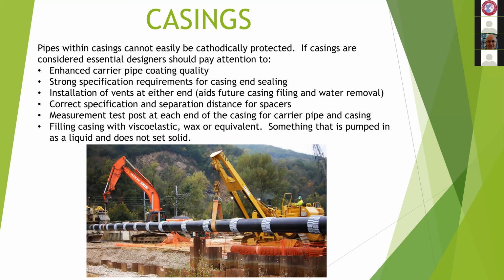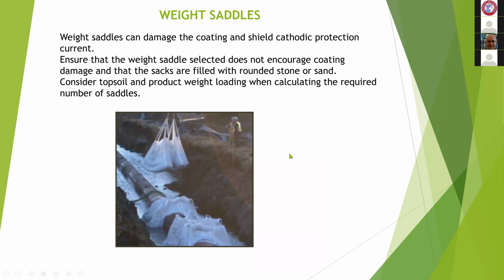And of course, if you put vents on at either end, and if you angle the casing slightly, that will help to disperse the water in the future if you wanted to do that. Those are covered in the ISO standard. Weight saddles, that's these here, they're filled with gravel or some other material to give the weight that you need, and then they're plopped over the top of the pipe. Well, unfortunately, people tend to fill them with anything but rounded stone, and the coating gets damaged. And once it's beneath that saddle, it won't be cathodically protected because we don't have enough current to do it.